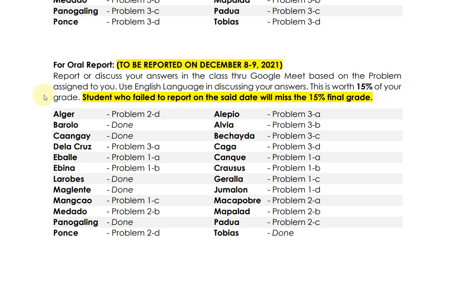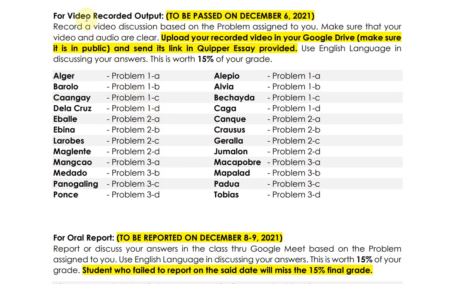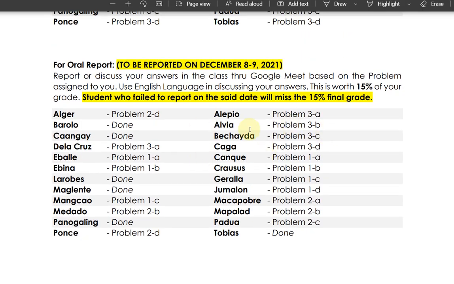Okay, so this will be through Google Meet, and again, the problem you will discuss will be the problem assigned to you. So for Alger, the problem to discuss is 2D. Earlier, what he discussed in his video recorded output was 1A. This time I randomized, so what he will discuss in class is different. So the same, you're going to use English in discussing your answers. And again, this is worth 15% of your grade.